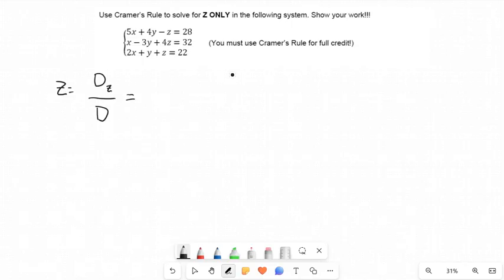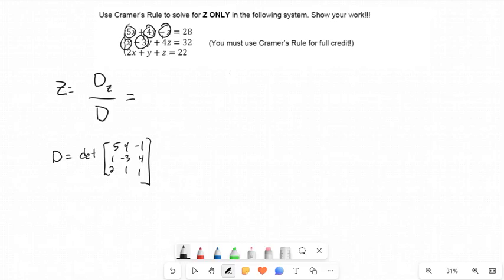What these determinants are, and let's just write it, D is the determinant. You can either write det and then the matrix, and this is the matrix of the coefficients, 5, 4, -1, 1, -3, 4, etc. Or you can write these as absolute value bars. This is the only time you write absolute value bars around a matrix, and that is when you're referring to the determinant of said matrix.